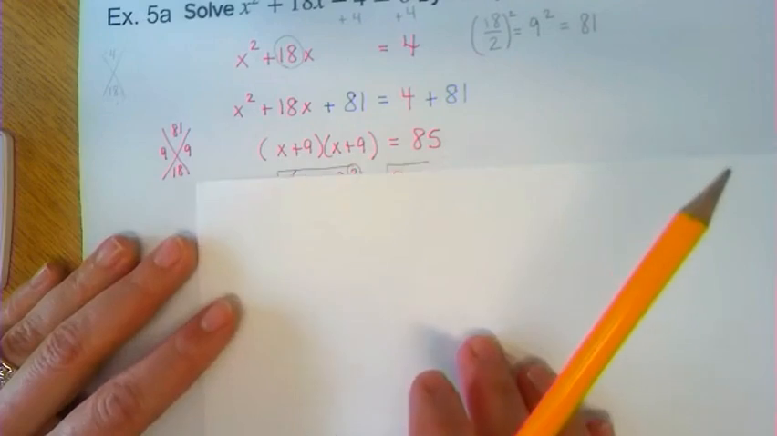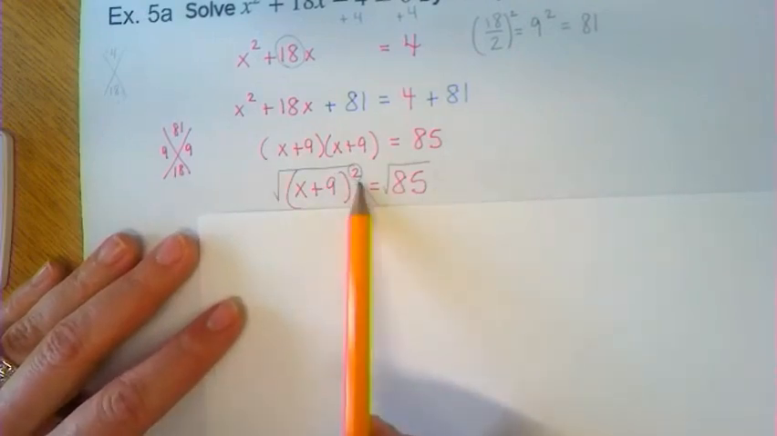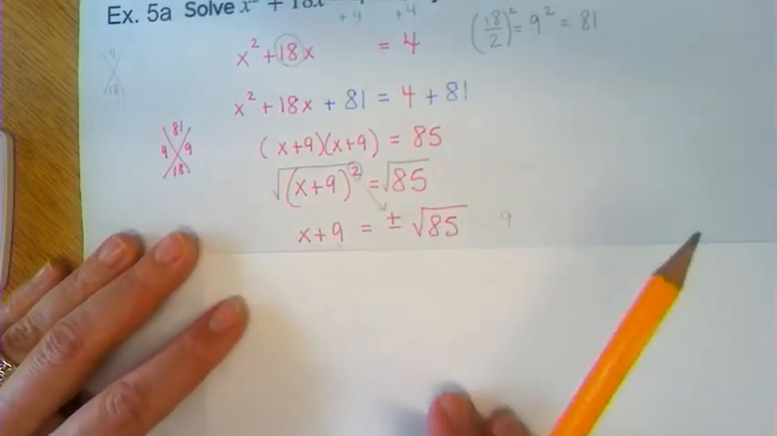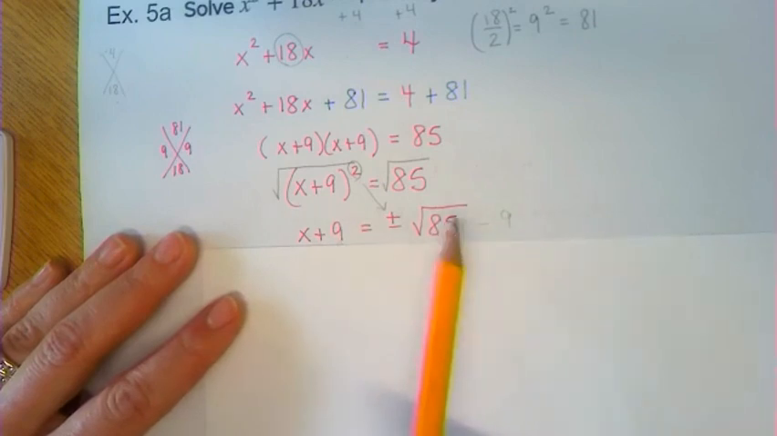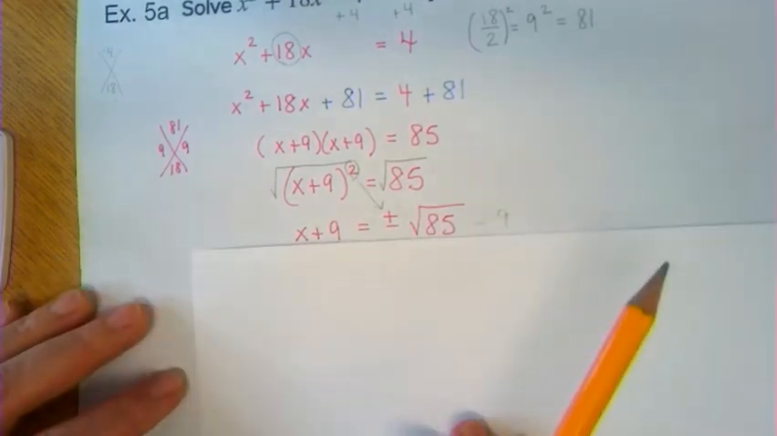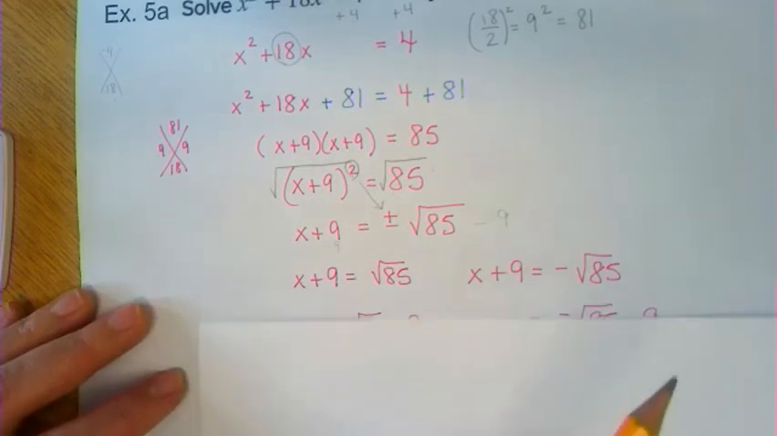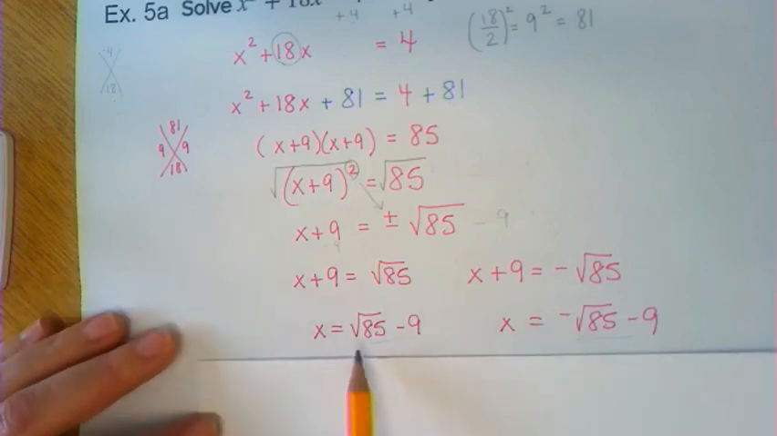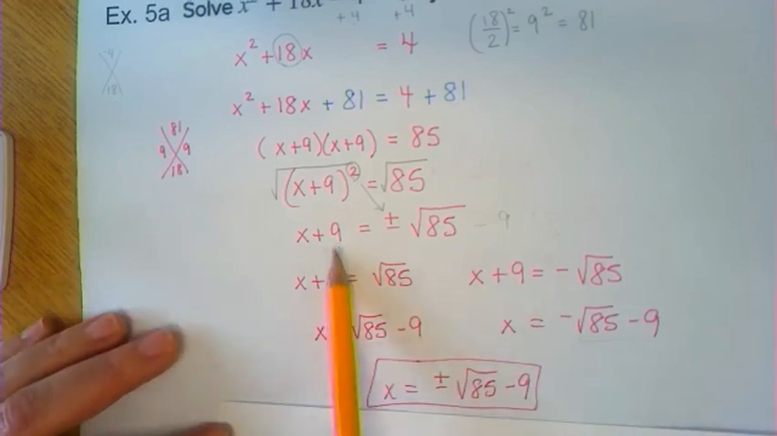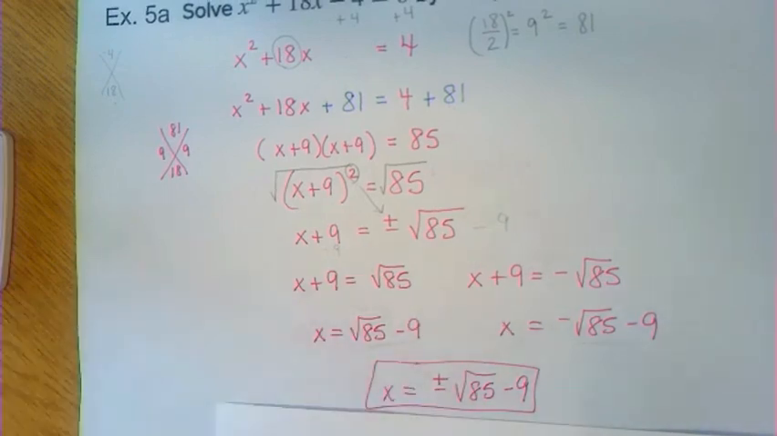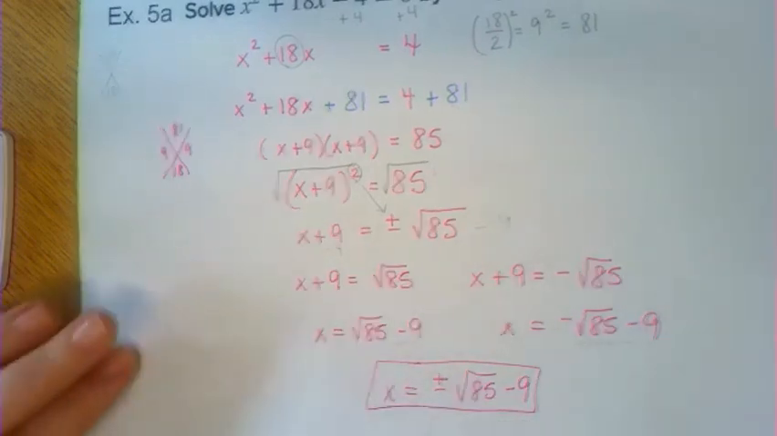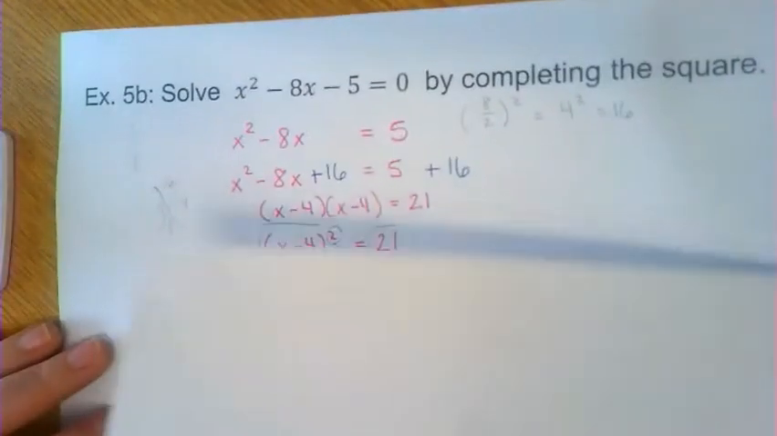Steps are the same after you do that, so then I can rewrite it as my squared. Do my square root to both sides. Square root of 85 is not a whole number, so I'm going to leave it at that. You can split it into your two equations, or you can go ahead and rewrite it as one. So I'm going to minus my 9 over and just write it as the square root of 85 minus 9. Pause the video and try the last question.